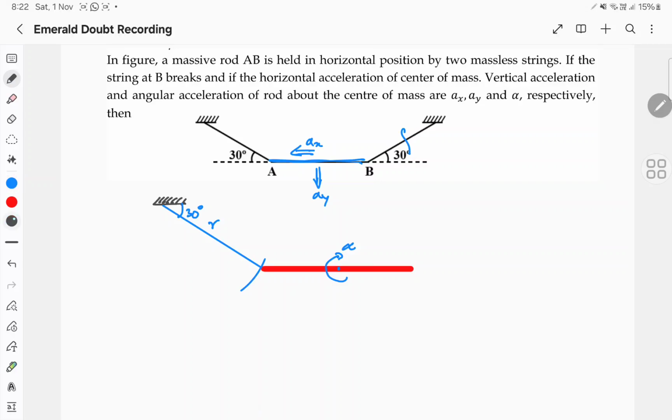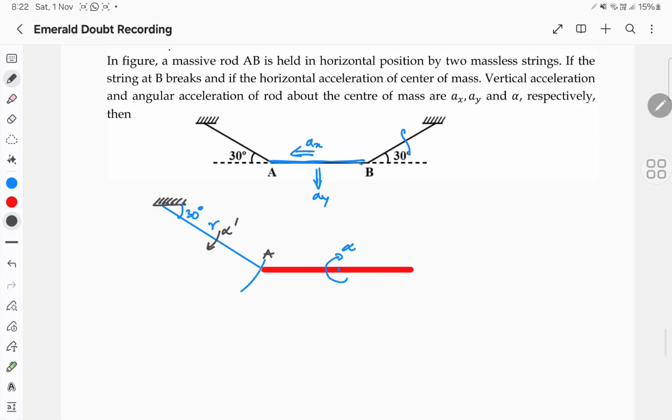Then this point A of the rod is going to have an acceleration of, say, the string rotates with alpha dash. So this acceleration this way is going to be R alpha dash. So that's the actual acceleration of the point A. Now let us just see the acceleration of the point A with the variables what they have provided, which is AX and AY and all.